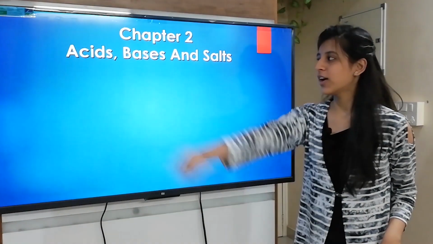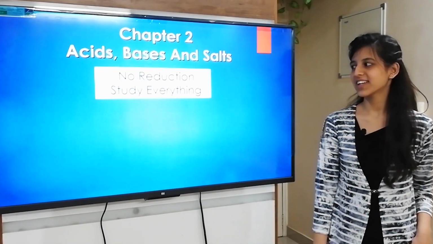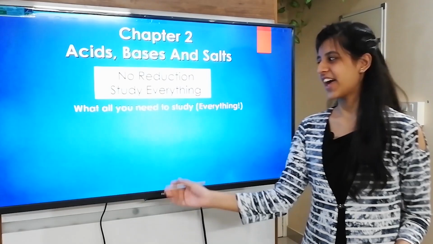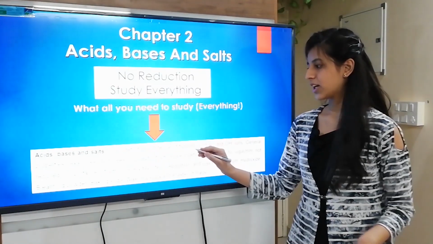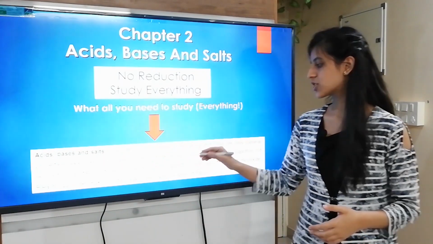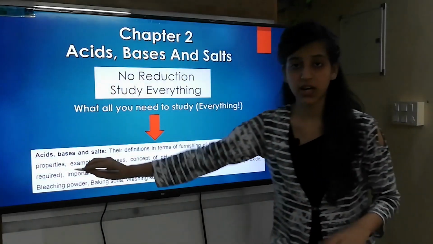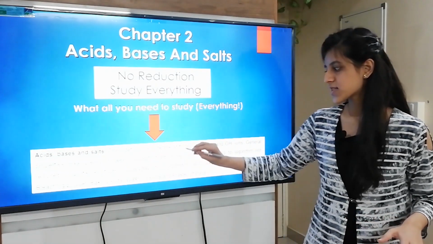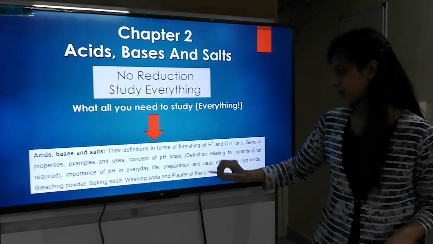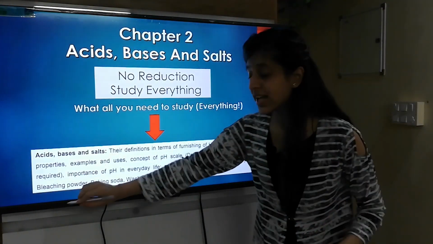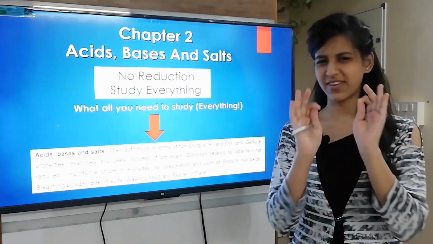Yeah, so chapter 2, acids, bases and salts. No reduction, study everything. What all you need to study? Everything. Yeah, so here is a quick overview. Their definitions, like acid, base and salt definitions, in terms of furnishing H plus and OH minus ions, general properties, examples and uses, concept of pH scale, and importance of pH in everyday life, preparation and uses of sodium hydroxide, bleaching powder, baking soda, washing soda and plaster of Paris. These are like the 5 favorite things, isn't it?